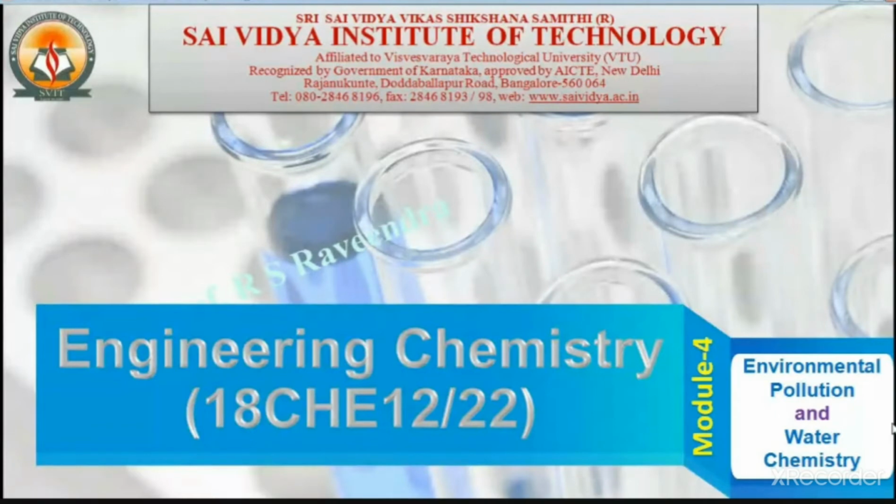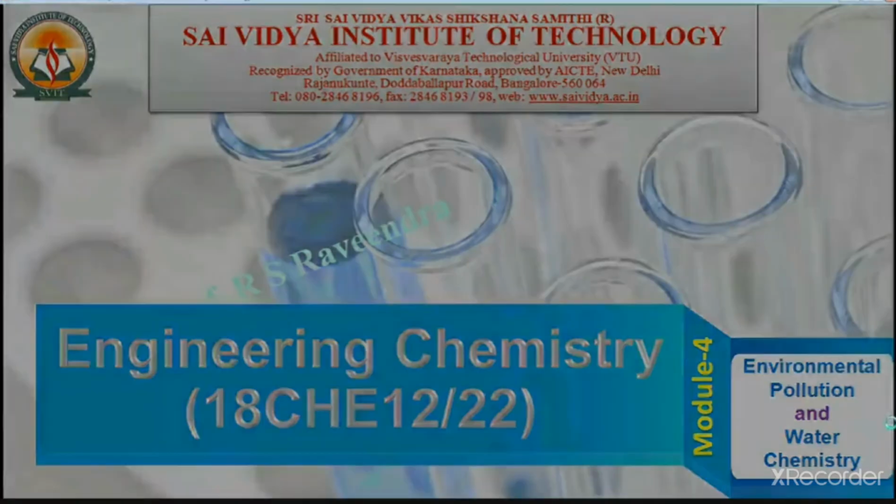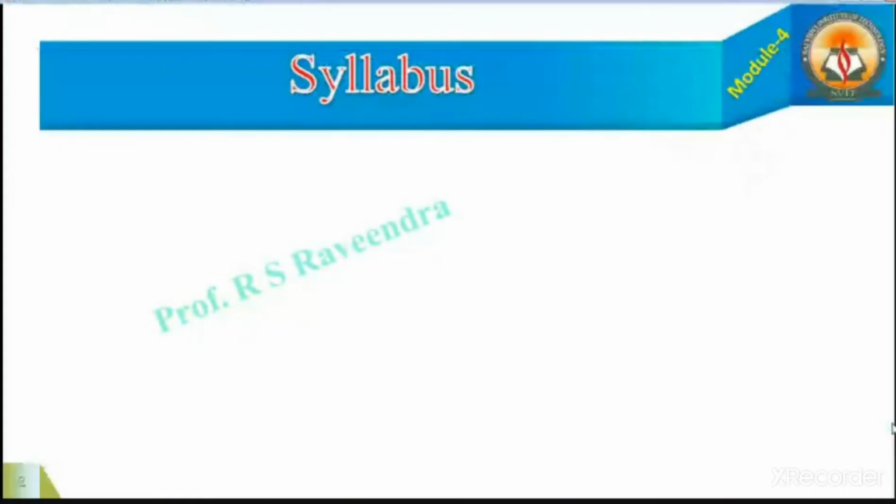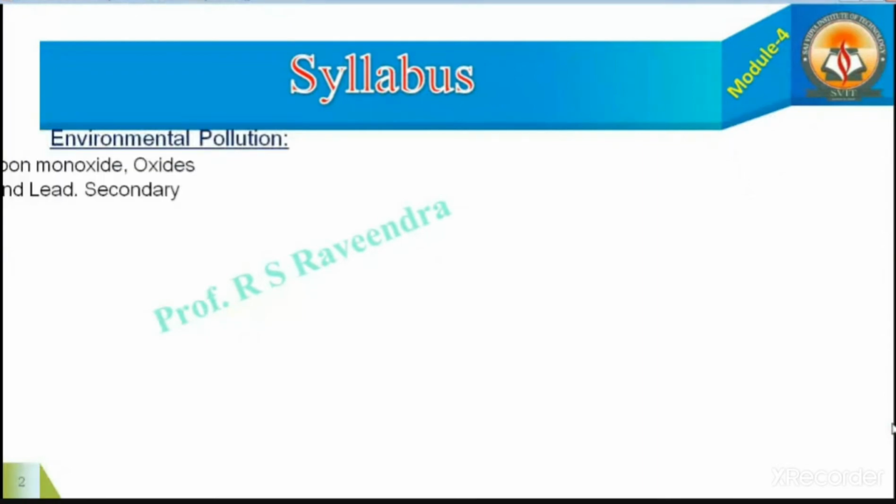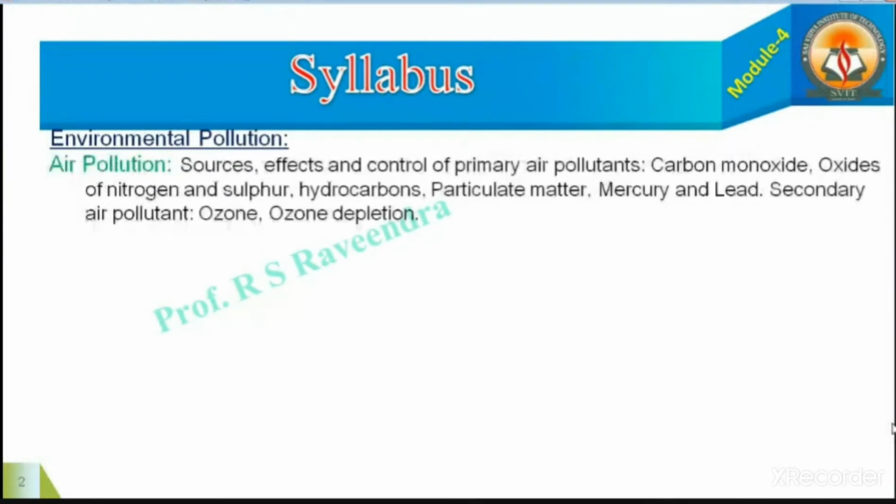Today, let us learn the Engineering Chemistry Module 4, which contains two subunits, environmental pollution and water chemistry. First, let us look at the syllabus of the contents. First, it contains environmental pollution. The topics are air pollution. In that, we are going to learn the sources, effects, and control of primary air pollutants.